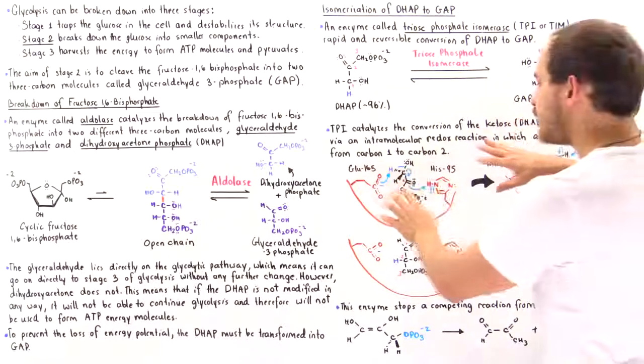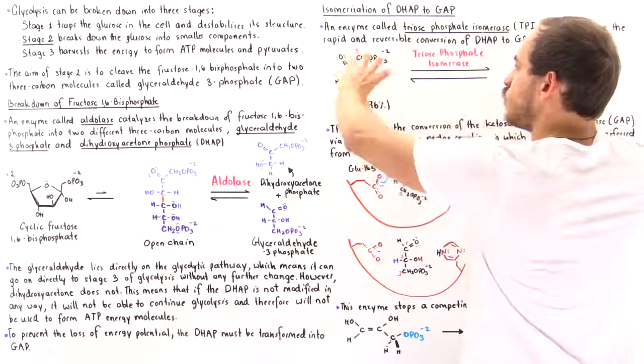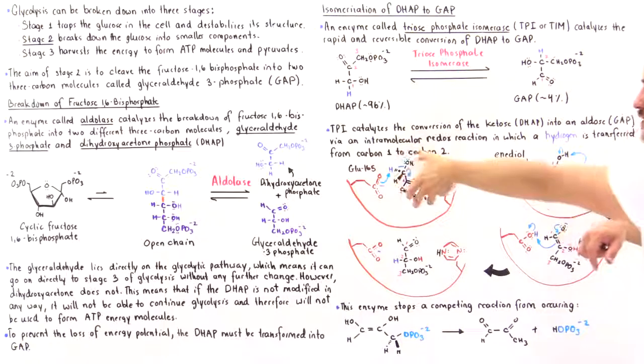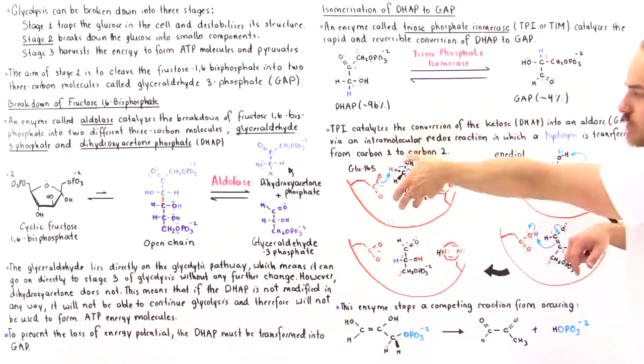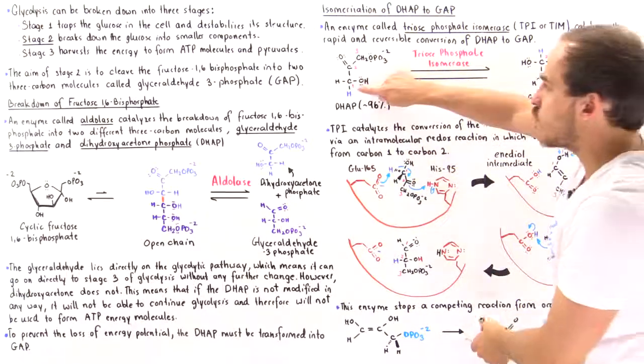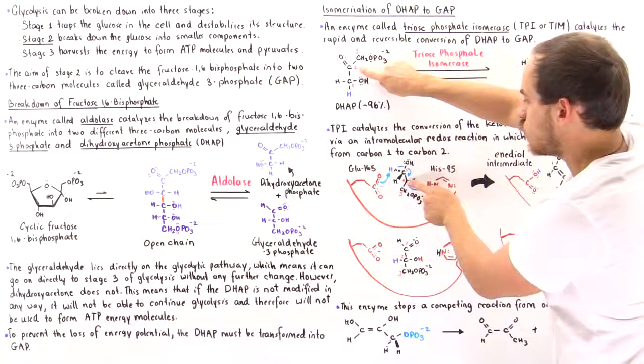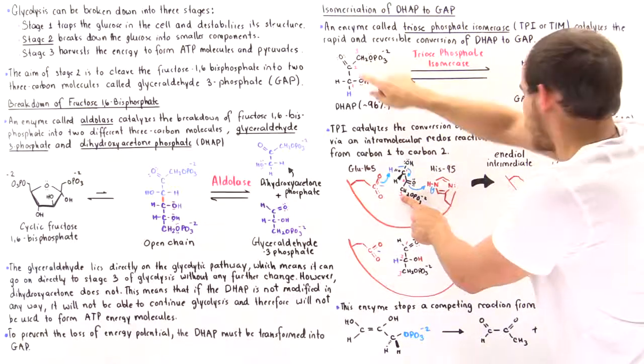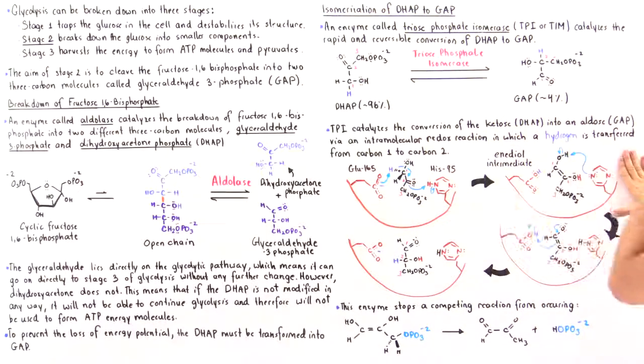Now, by the way, if we take this molecule and we flip it upside down, this is basically the orientation of this molecule here. So this is carbon 1, carbon 1, carbon 2, and carbon 3, carbon 3. Now let's move on to this second step.